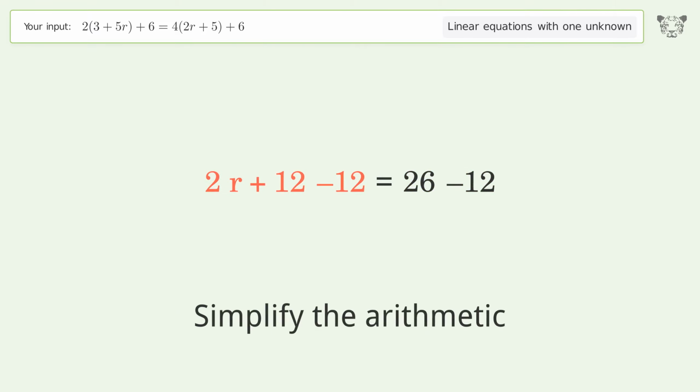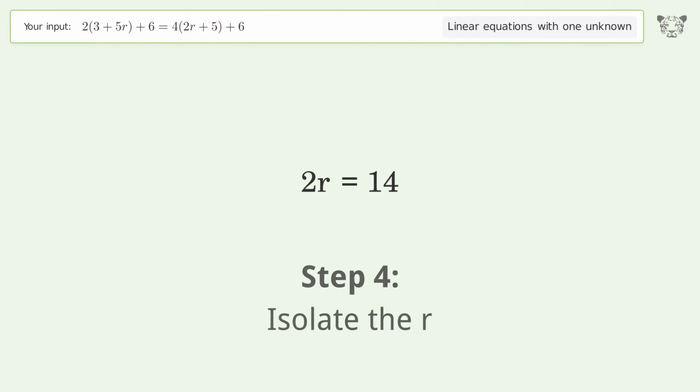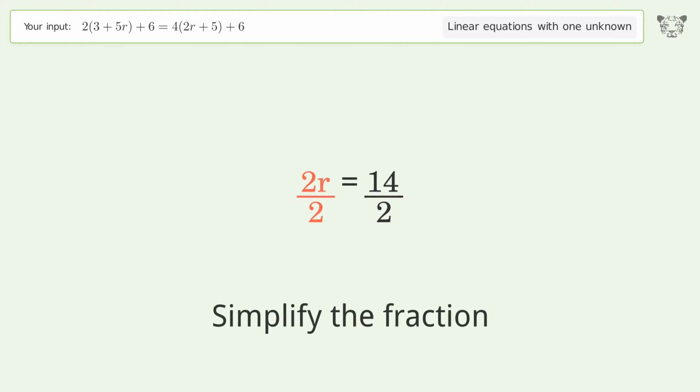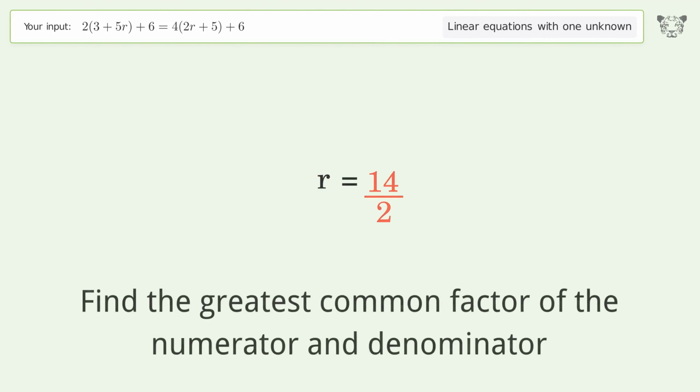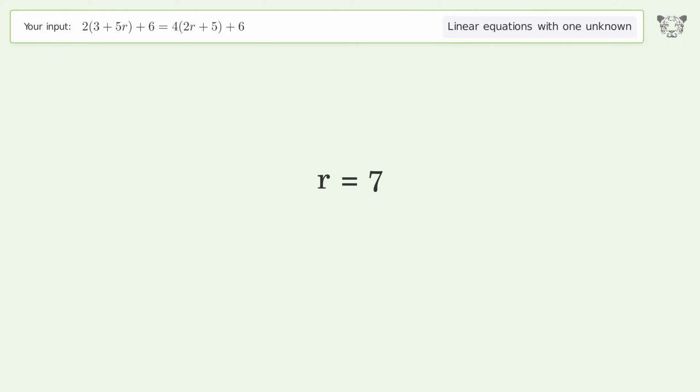Simplify the arithmetic. Isolate the r. Divide both sides by 2. Simplify the fraction. Find the greatest common factor of the numerator and denominator. Factor out and cancel the greatest common factor. And so the final result is r equals 7.